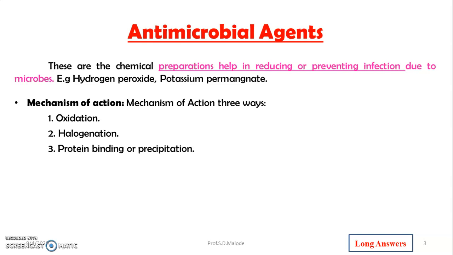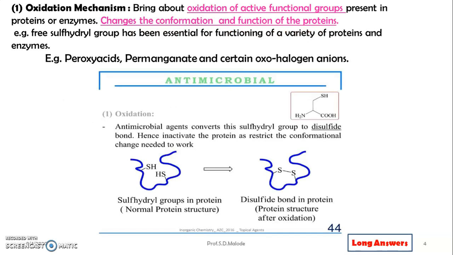Now, the mechanism of action of the antimicrobial agents is based upon three types: oxidation, halogenation, protein binding or precipitation. So very first of all, oxidation mechanisms. Many antimicrobial agents act by the oxidation of active functional groups which are present in the proteins or enzymes, which will lead to changes in the conformations and functions of these proteins.